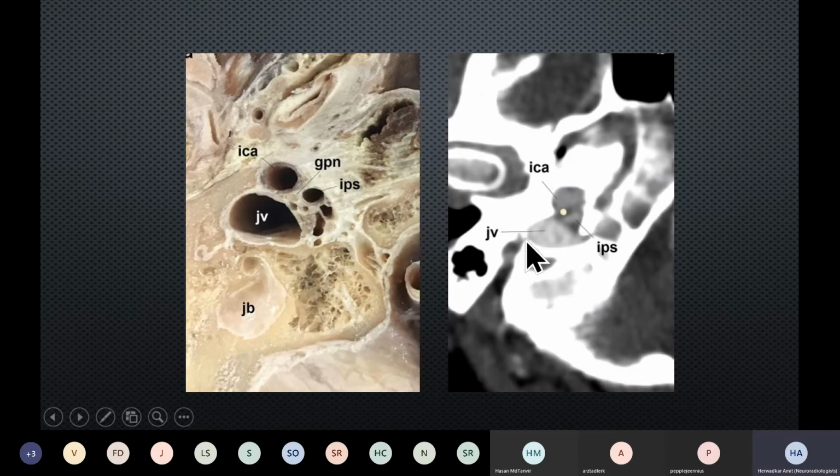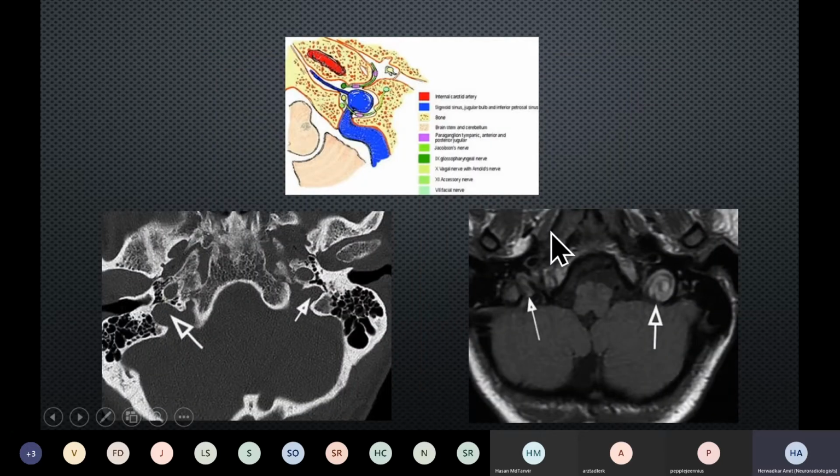This is a post-contrast CT scan. This is the carotid artery. This is the jugular vein, and you can see the inferior petrosal sinus draining towards it. Just to recap again, on the CT scan, you have got the jugular foramen over here, the internal carotid artery within the carotid canal, and they are separated by a very small spicule of bone, which is the jugular spine. Which you can see over there.